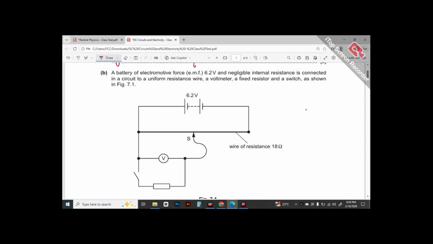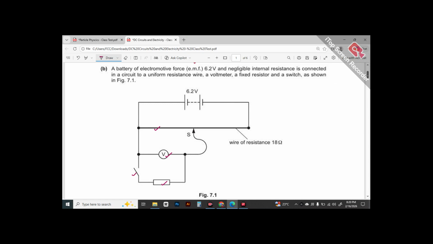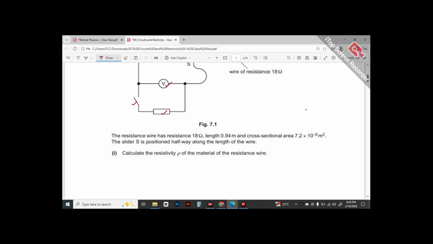Then they say that a battery of electromotive force 6.2 volt and negligible internal resistance is connected in a circuit to a uniform resistance wire, that is this one, a voltmeter, a resistor and a switch, as shown in the figure. The resistance wire has a resistance of 18 ohm, length 0.94 meter and cross-sectional area this. The slider S is positioned halfway along the length of the wire. Calculate the resistivity of the material of the resistance wire.